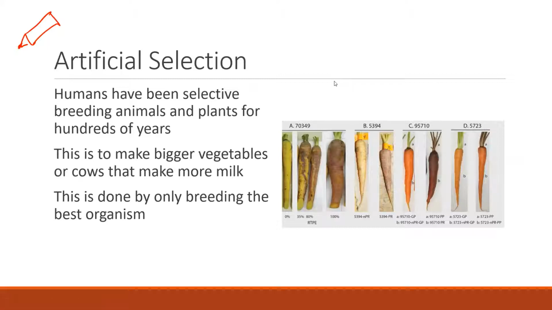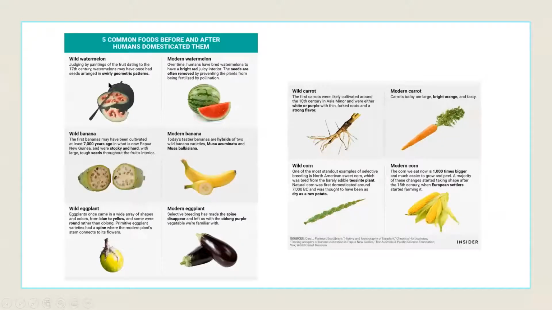Humans have been selectively breeding animals and plants for hundreds of years. This is how to make bigger vegetables or cows that make more milk. This is done by breeding the best organisms. So you find the best carrot and that's the one that you plant, and then you keep doing that. This is how some organisms have changed over time. Take a look at what the ancient watermelons used to look like. Because we've bred the juiciest watermelon, and then out of its children, we bred the juiciest watermelon again, eventually we end up with watermelons that are pretty good.